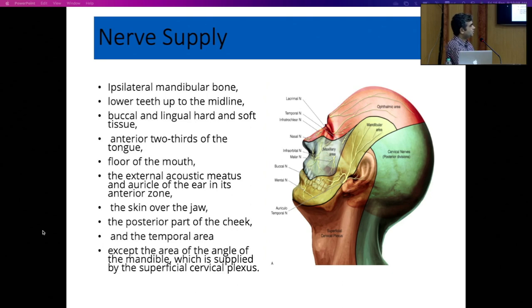So this mandibular nerve supplies the ipsilateral mandibular bone, the lower teeth up to the midline, the buccal and lingual hard and soft palate, the anterior two-thirds of the tongue, the floor of the mouth, the external acoustic meatus and auricle of the ear in its anterior zone, the skin over the jaw, the temporal area except the area of the angle of the mandible. This is not supplied by the mandibular nerve, which is supplied by the superior cervical plexus.